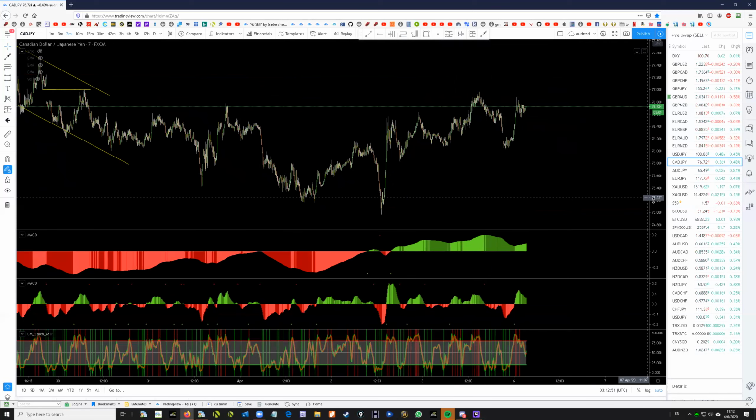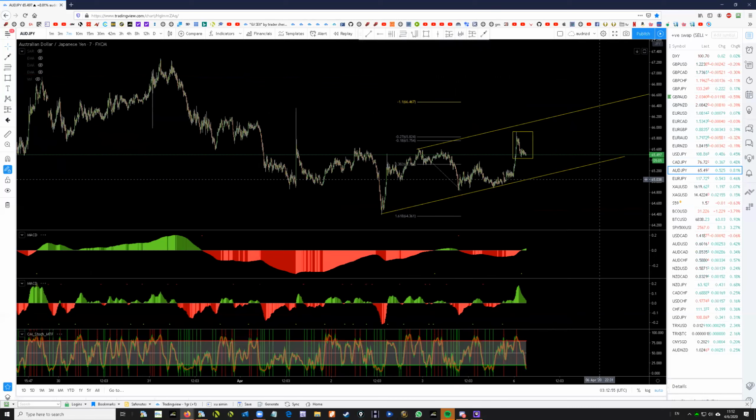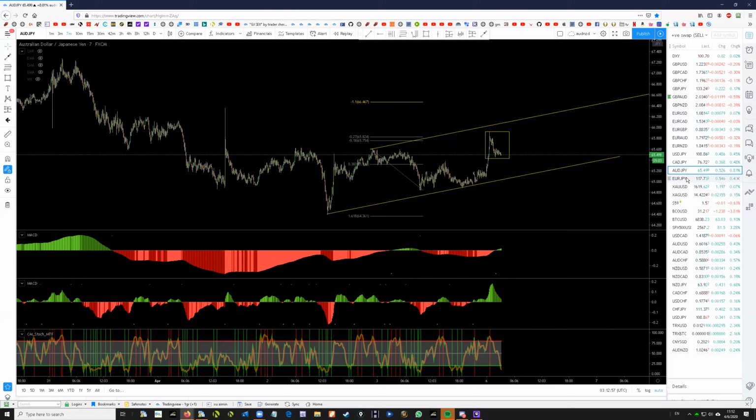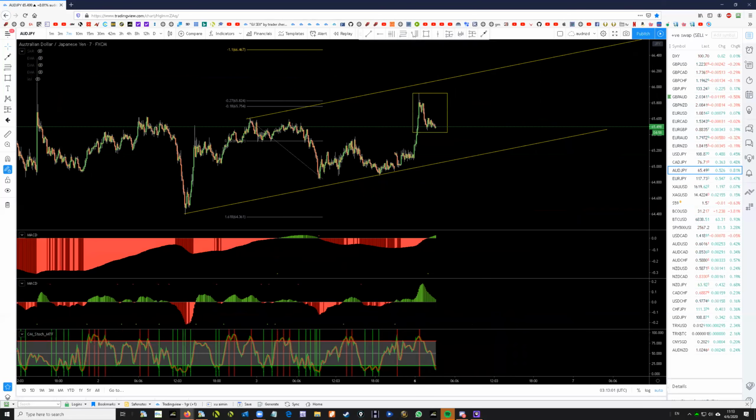Get used to taking a lot of these trades. Whether you win or lose, you just take them. Don't worry about it. Aussie Yen. I'm just going to scroll through real fast. Aussie Yen, I can see this potentially going to form. You see a strong move down, you see this move up here, 1, 2, 3. You go up, you can also come down.